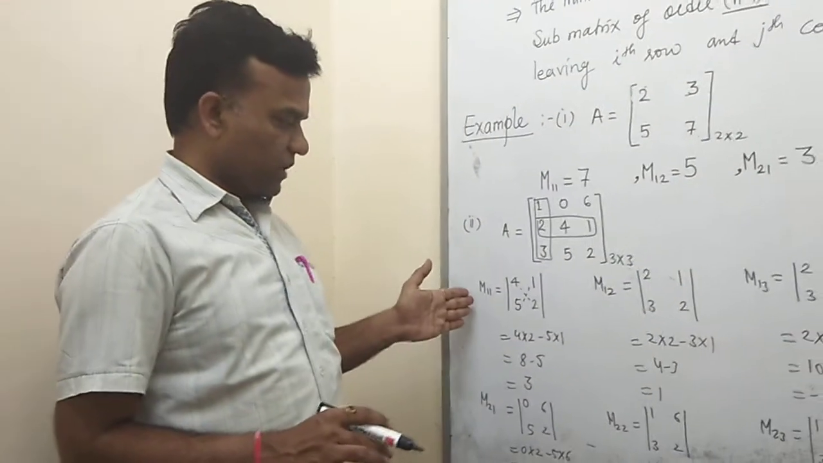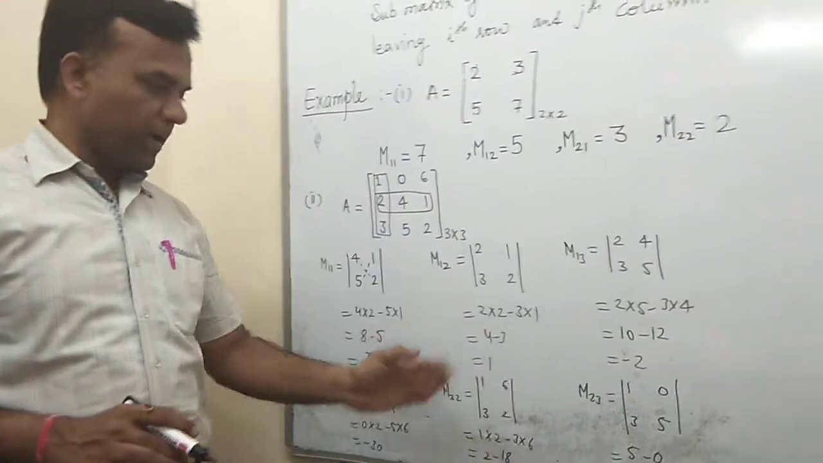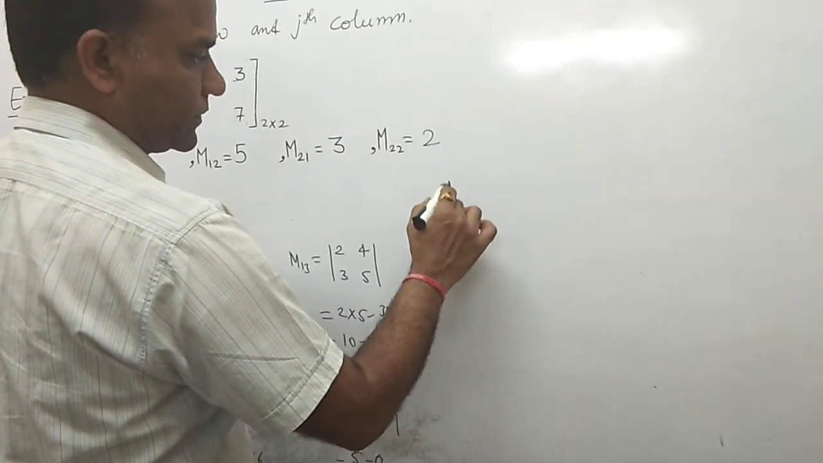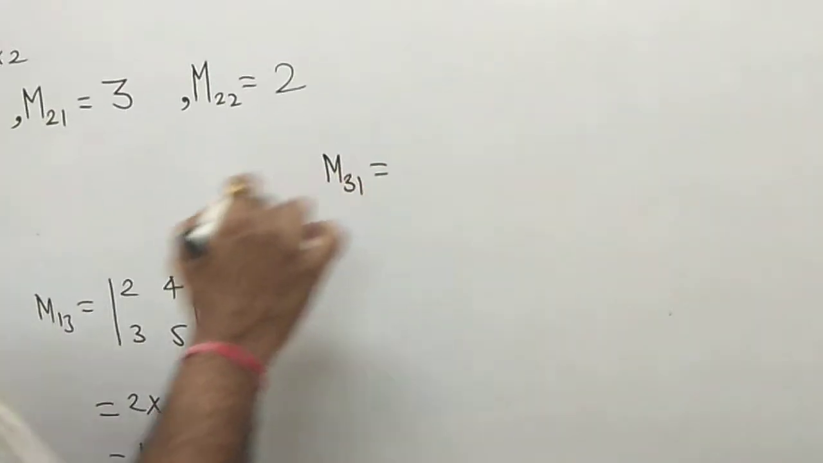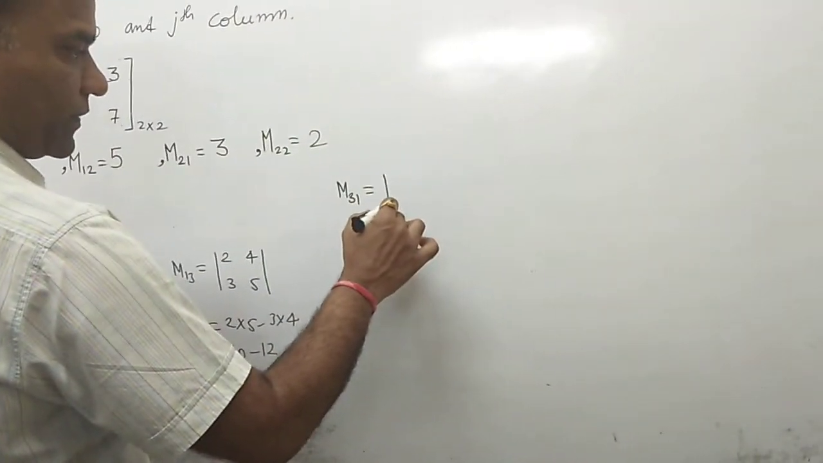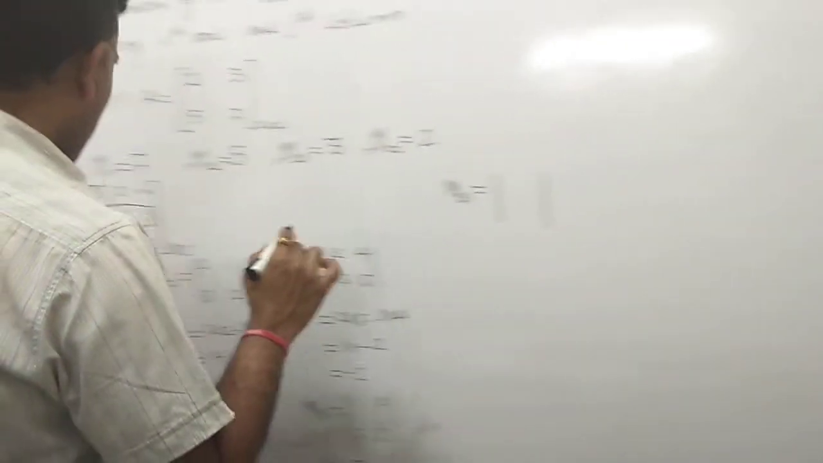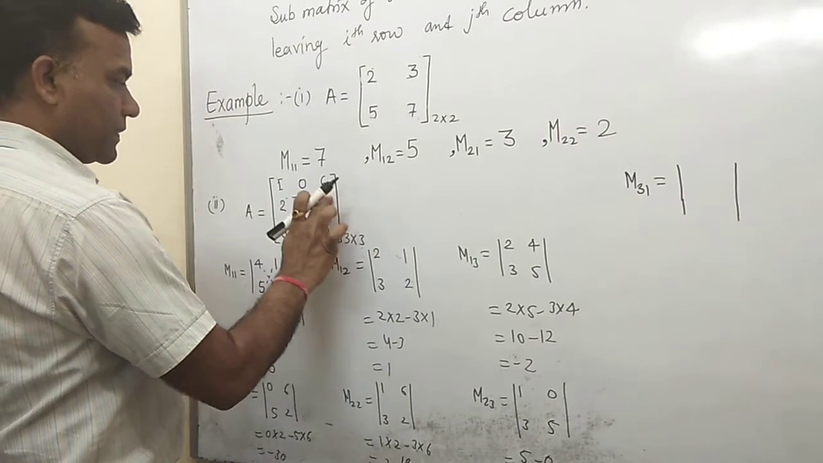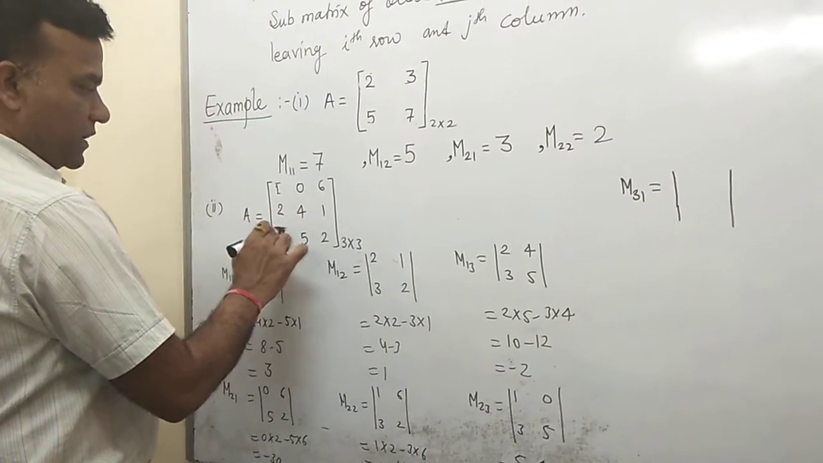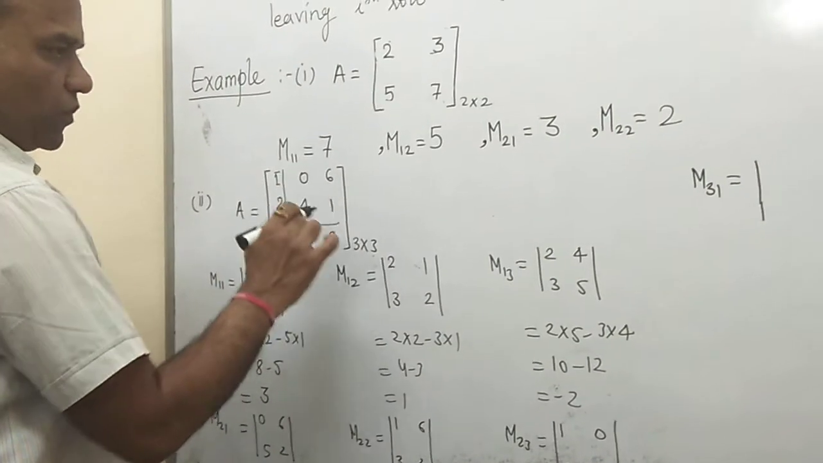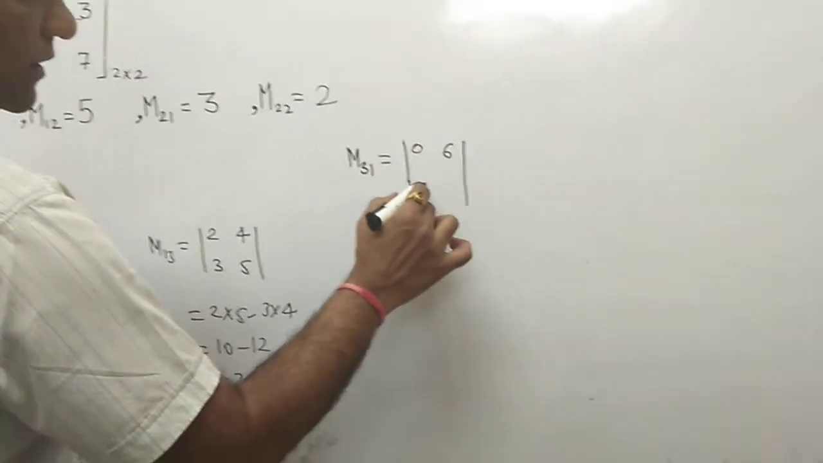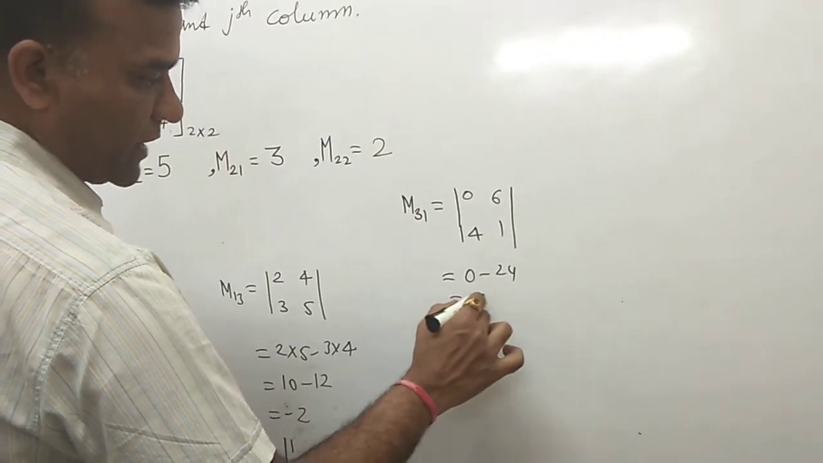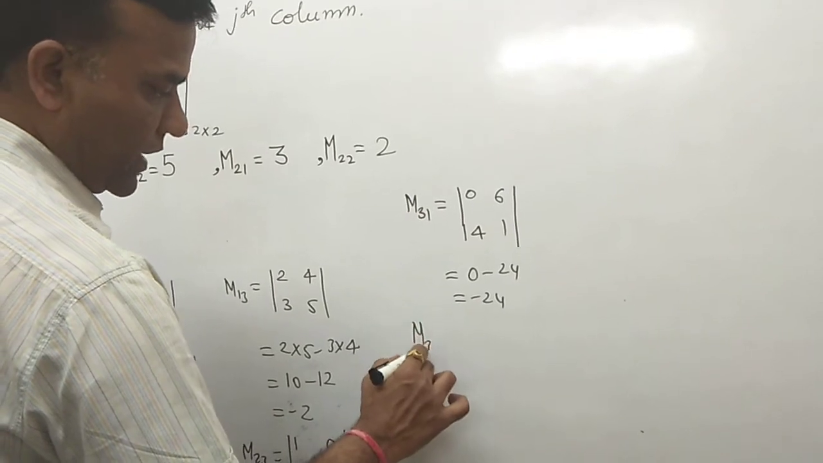So you find out all the minors. Here we find out only 1, 2, 3, 4, 5 and 6. And then we find out 3, 1. M31. So M31 means third row and first column. If you find out third row and first column, this is third row and first column. So 0 6 4 1. So you write down here 0 6 4 1. So your answer is 0 minus 24. Answer is minus 24.